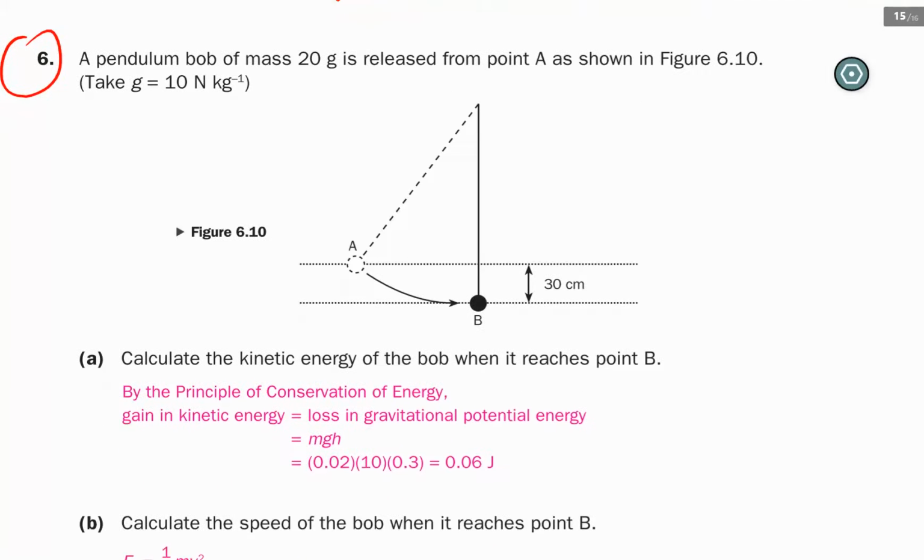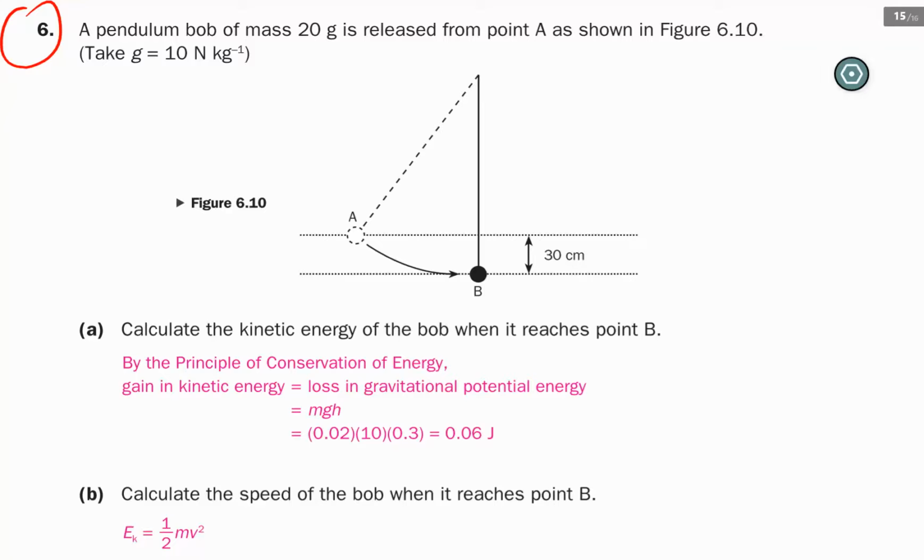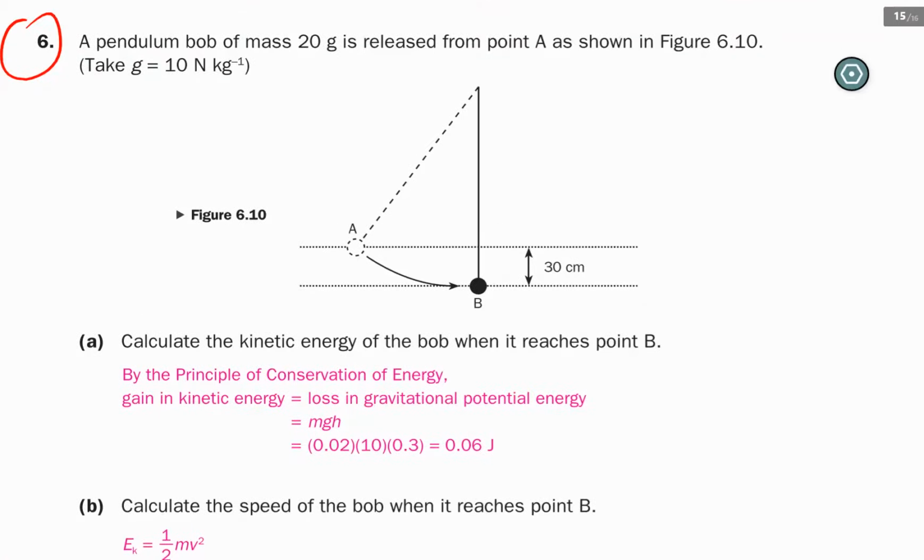Question 6. This is a typical example of the principle of conservation of energy. It says that there's a pendulum with a certain mass of 20 kg. So this is your mass. It's released from point A. So this is point A. When you solve the question, you must read very carefully. Identify all the information given.